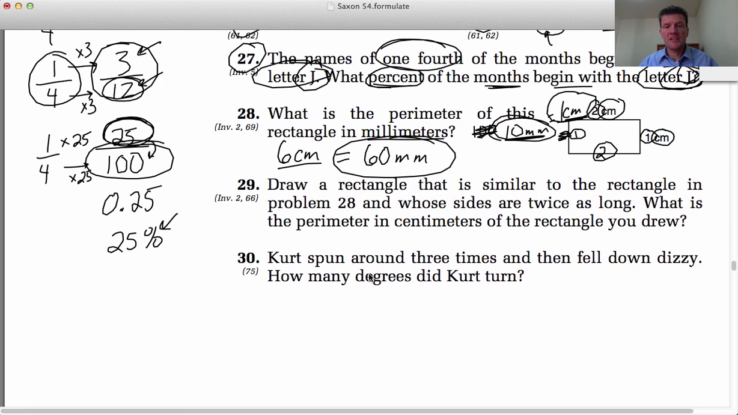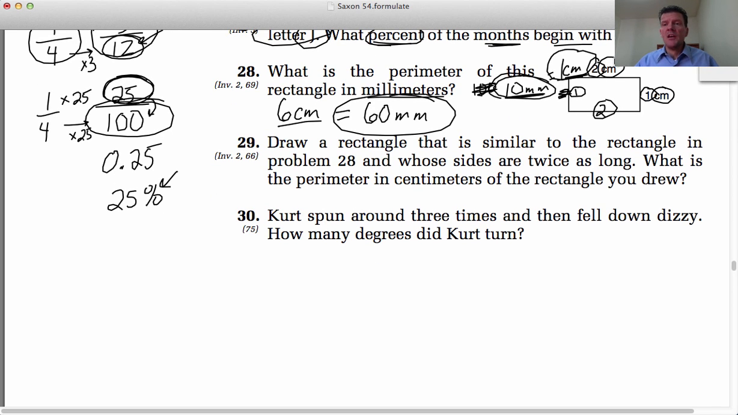Number 29, draw a rectangle that is similar to the rectangle in problem 28 and whose sides are twice as long. What is the perimeter in centimeters of the rectangle you drew? So what it's asking here is, look at this rectangle up here. We want it to draw it similarly. So it means that it has to be just enlarged or shrunk, but in the same proportion. You don't want to stretch it out thinner, or you don't want to make it taller or wider. You want to make everything in the same type of proportion.